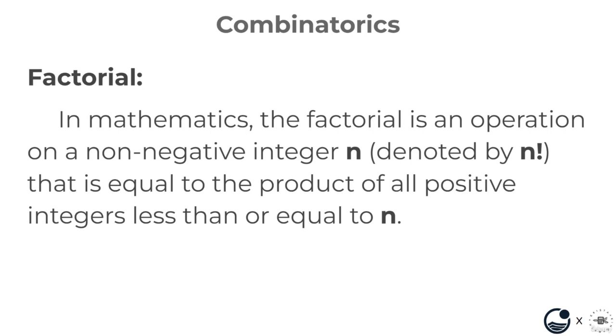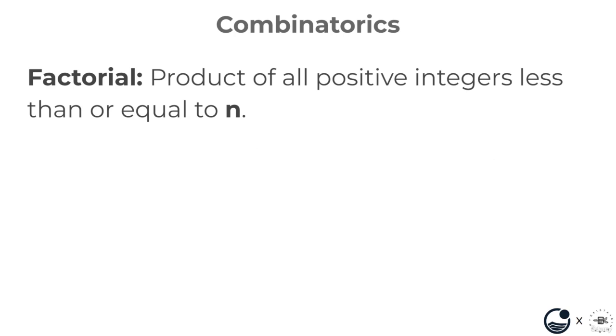Let's begin with the factorial, which will serve as our foundation when we begin to learn about permutations and combinations. In mathematics, the factorial is an operation on a non-negative integer, n, denoted by n exclamation point. And it's actually equal to the product of all positive integers less than or equal to n. Now that's a pretty wordy way of describing what a factorial is, so it's probably better to just go through an example.